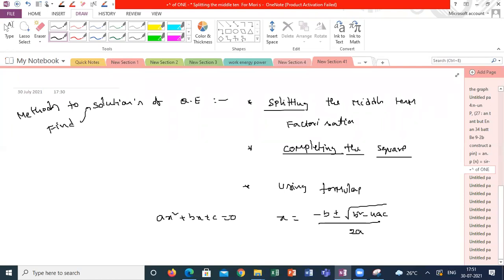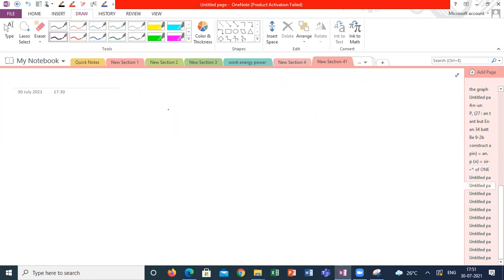The whole equation you have to reduce to one linear expression squared plus some constant. Suppose I am giving x square plus 4x plus 9 is equal to 0. This can be written as x square plus 2 into x into 2 plus 4 minus 4 plus 9 is equal to 0.